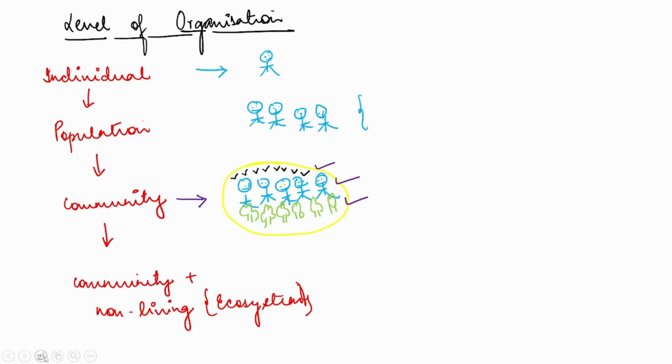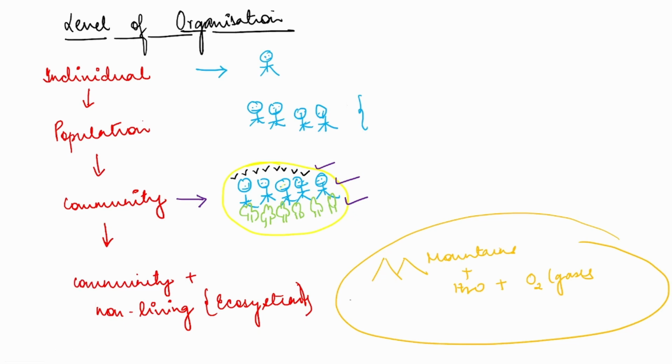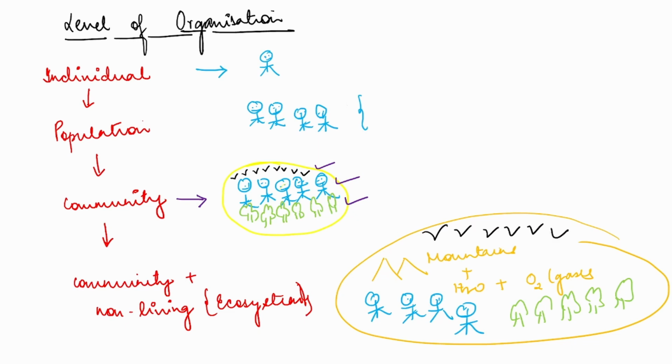Now suppose I add some non-living things to this community, say mountains, plus water, plus oxygen or gas. This is the area, and here this is the human population, then this is the plant population again, and this is the crow population, right? So here we call it an ecosystem, because it is a combination of living and non-living: mountain, water, oxygen, gas, non-living things. So that is the level of organization of the ecosystem, right?